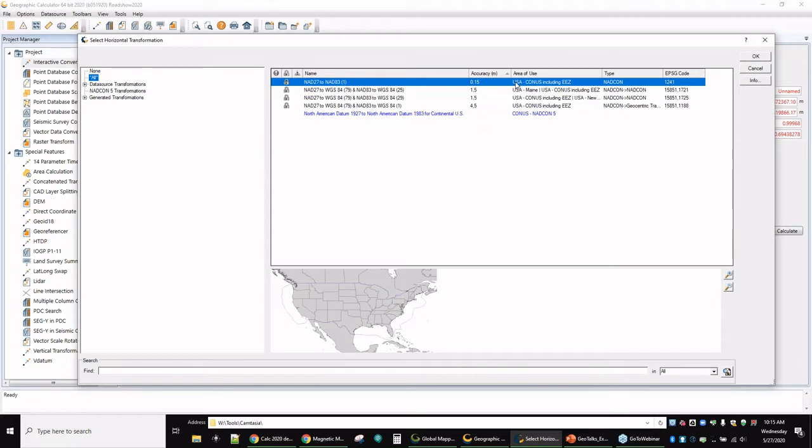And you'll see there are varying areas of use, but they all encompass the area that we happen to be in here in Maine. You'll see the methods. Some of them are single transformations and some of them are double transformations, so it does 2 things to get to that last step. Very importantly, we have the accuracy information.